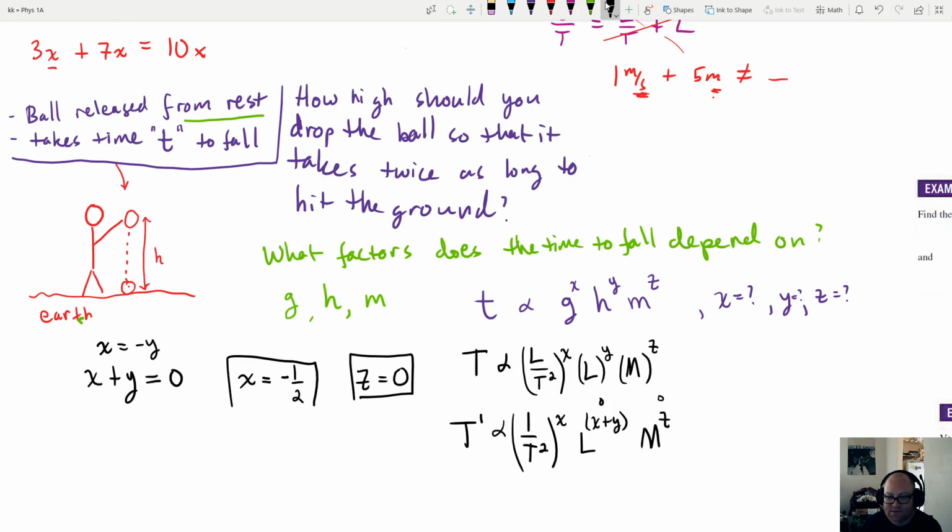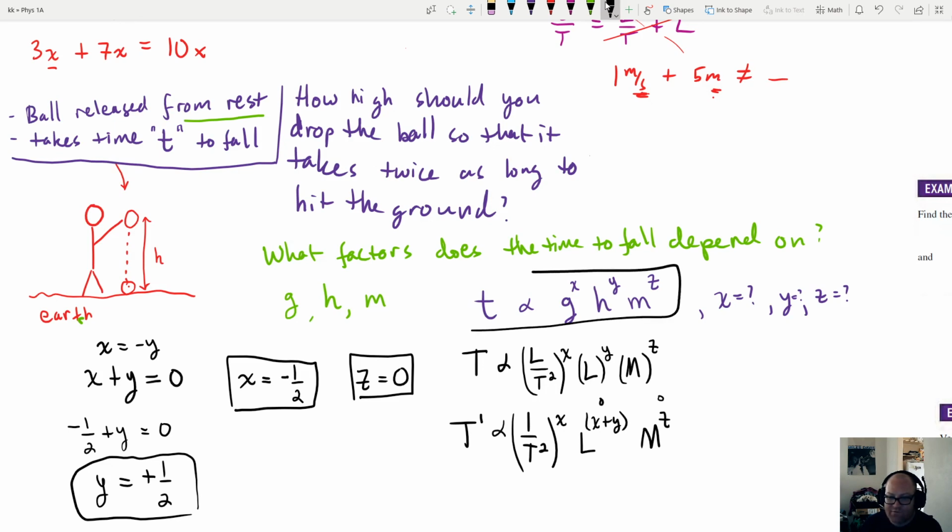We found what x was. And then we can use this equation to say that negative 1/2 plus y equals 0, or that y has to be equal to positive 1/2. So let's put this all together. That was our original equation, right? Let's just plug everything back in. So we end up getting t is equal to g to the x, so g to the negative 1/2 multiplied by the height that it's dropped from to the positive 1/2, because that was our y factor. And then the mass to the 0th power.